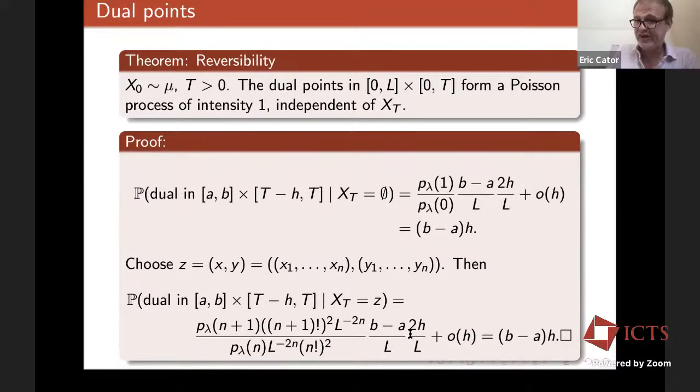The lambda squared is L squared over 2, and indeed you get (b minus a) times h. So that's, again, the Poisson probability, and what you've also shown is that it's independent of the condition on x_t, which means that the existence of the green point is independent of the configuration at time t, which is exactly what we want to prove. And so this shows that the whole process is reversible.